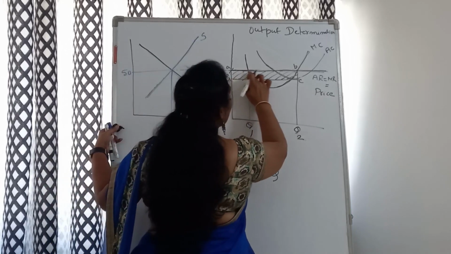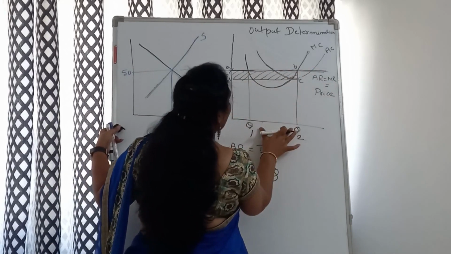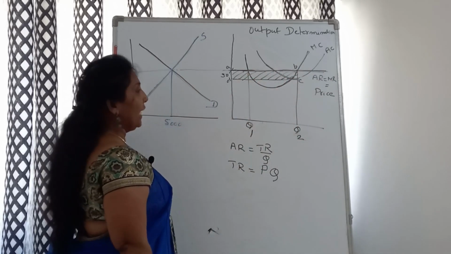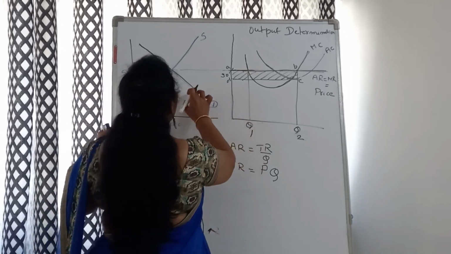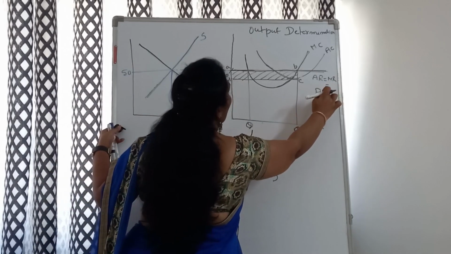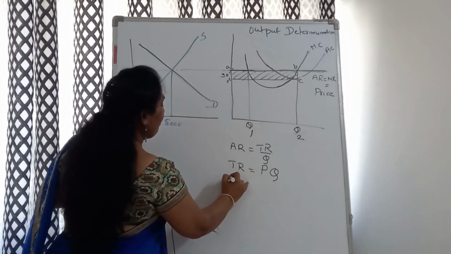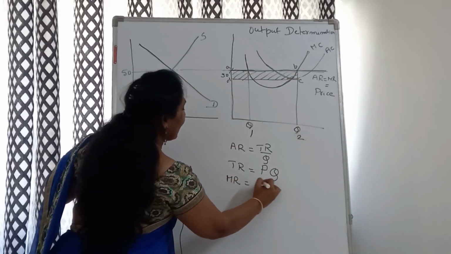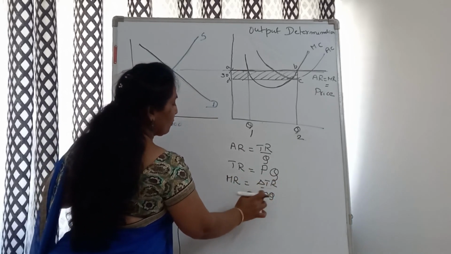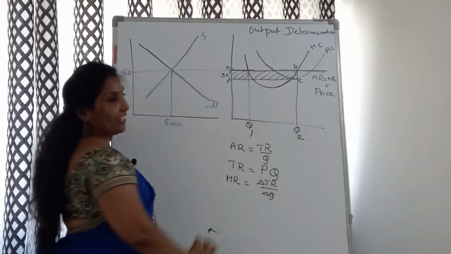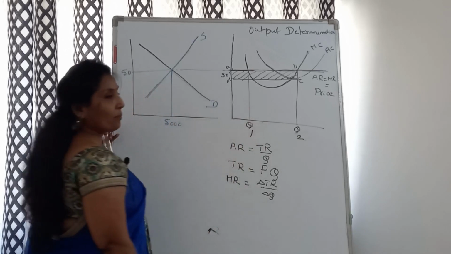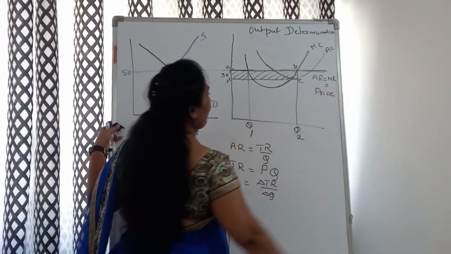So average revenue is this demand curve, which is horizontal to the x-axis, which means the demand for a perfectly competitive output is perfectly elastic. Because the firm in perfect competition is a price taker, AR is equal to MR is equal to price. What is marginal revenue? Marginal revenue is equal to delta TR by delta Q. What is the meaning of this? For every additional unit of output produced, the additional revenue that is generated is called marginal revenue. So in perfect competition, because a firm is a price taker, AR is equal to MR is equal to price.